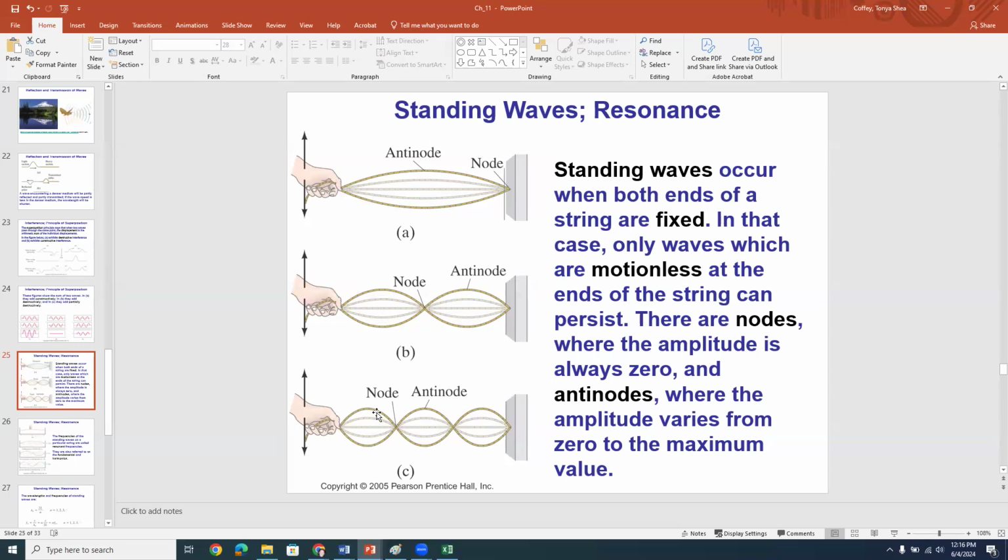Now, it can go further. You can get more nodes and antinodes. Just remember that as you add on, in this example here, you're going to have a node at either end. So here you have 1, 2, 3, 4 nodes, and then you have 3 antinodes.